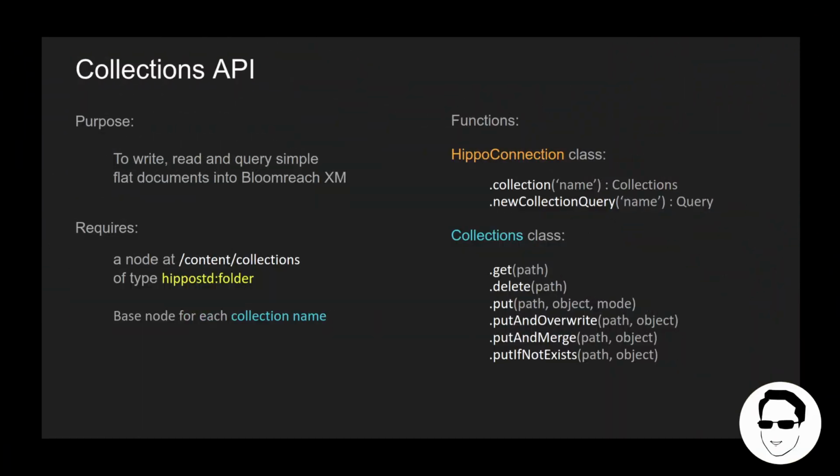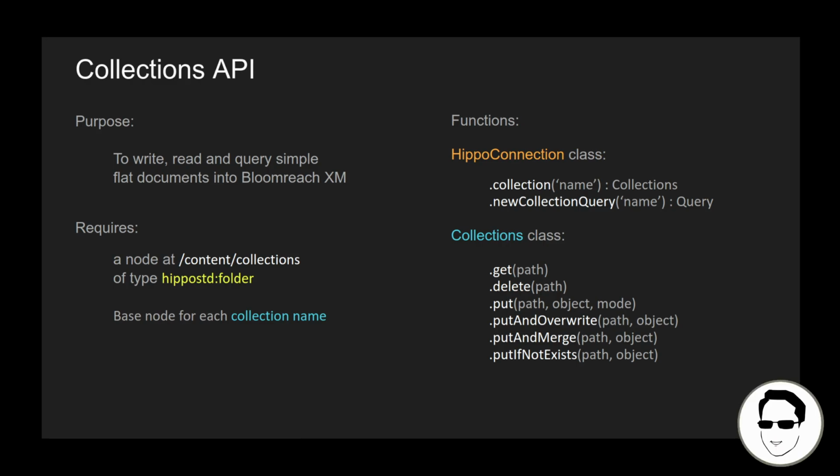To get familiar with what the Collections API is, let's go over these things first. First of all, its purpose is to be able to write, read, and query simple flat documents into and from Bloomreach XM. A flat document is a document that does not have any child nodes.